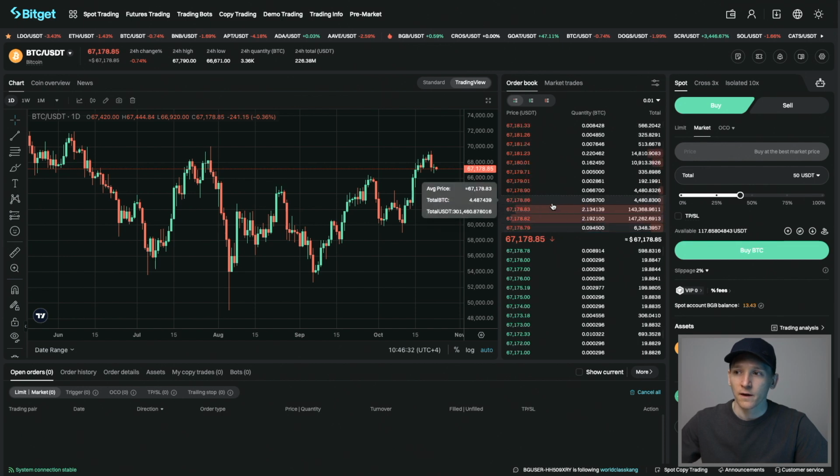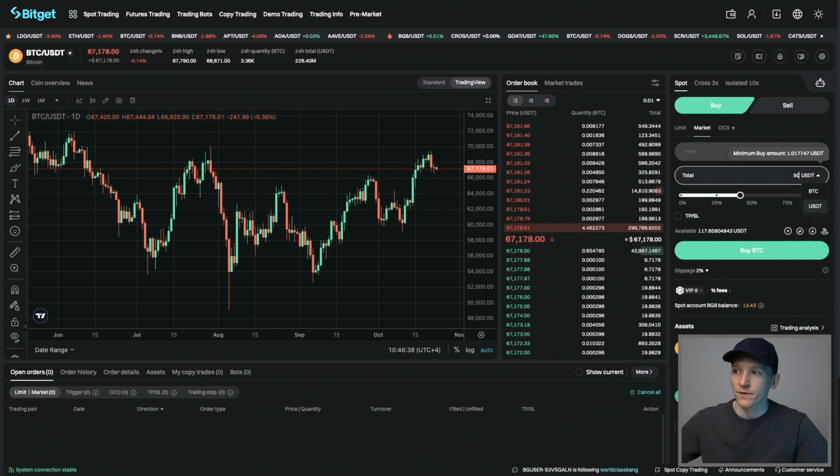Now I'll go ahead with the live trade on the system so you can see exactly what that looks like. So this is the price that's currently trading. I'm going to be buying. I'll use a market order just so I can get the order done straight away. I'll buy $50 worth in USDT. I'm going to press buy.